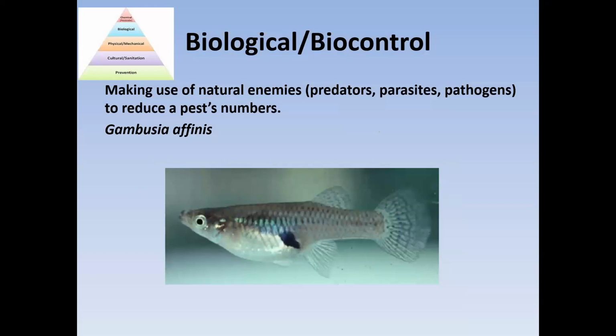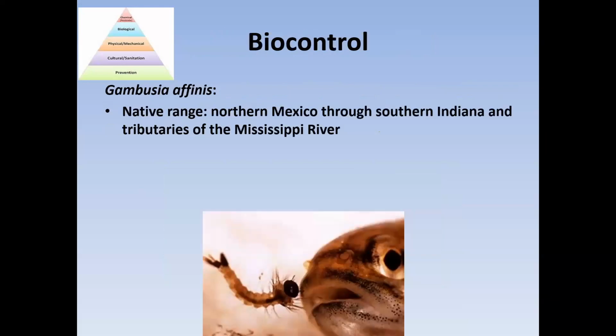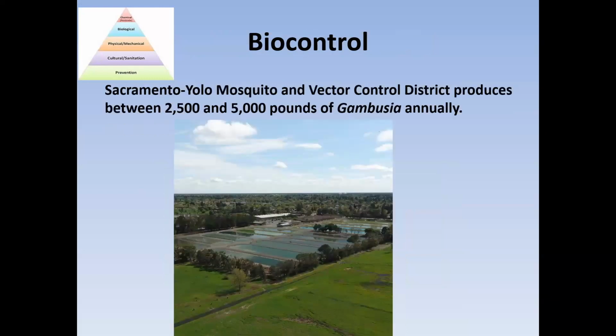The next level is biological or biocontrol, and that's making use of natural enemies such as predators or parasites or pathogens to reduce the pest number. And the most famous example is the mosquito fish, Gambusia. Their native range is through northern Mexico, through southern Indiana, and tributaries of the Mississippi River. My former employer, Saciolo, produces between 2,500 and 5,000 pounds of Gambusia annually. And they'll introduce these into various ponds or lakes or even rice paddies to control mosquitoes.